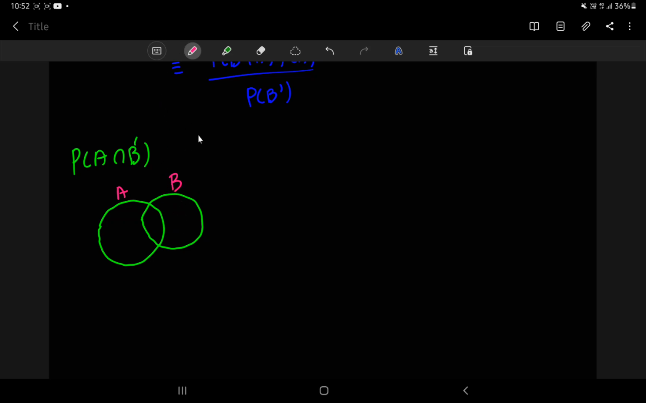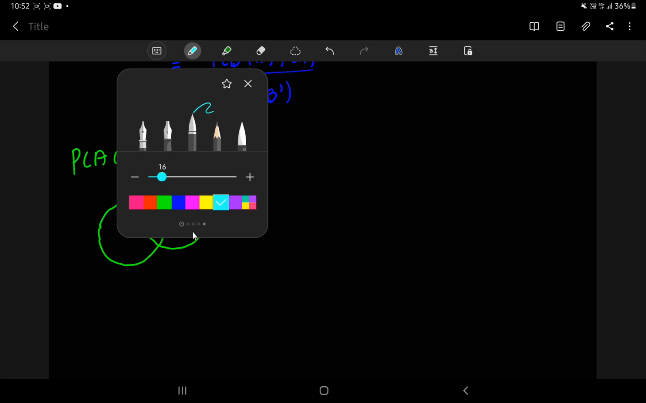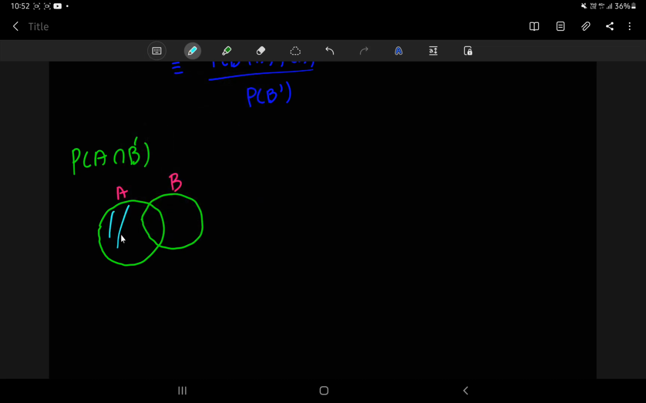All right, so where is the region A intersection B complement? So the region is here, right, over there. A intersection the B complement means does not include the B. Okay, does not include the B is over there. So the intersection is over there, right?